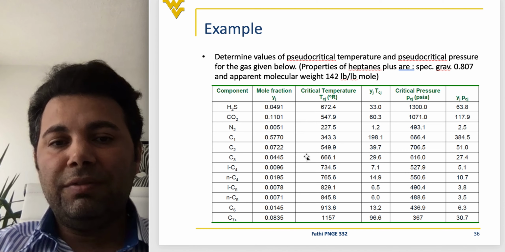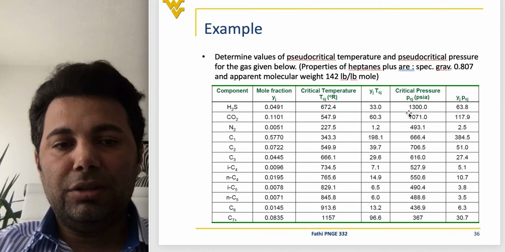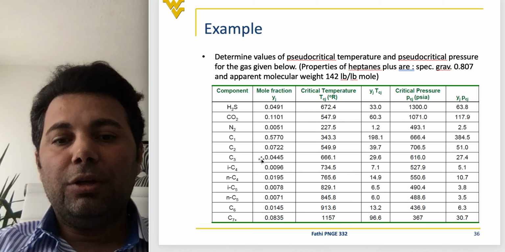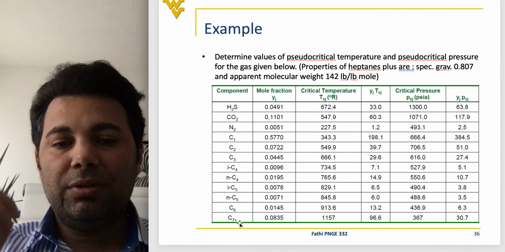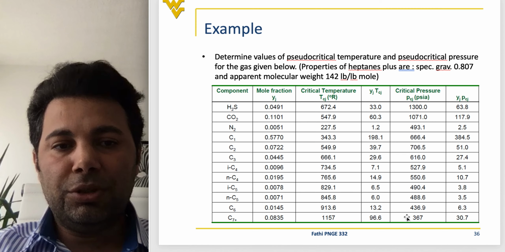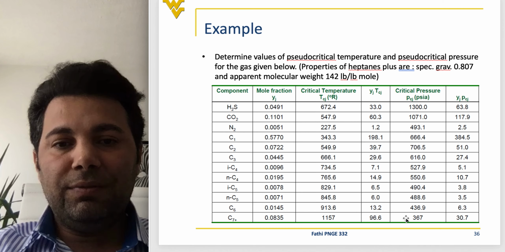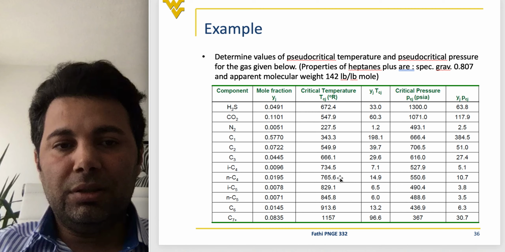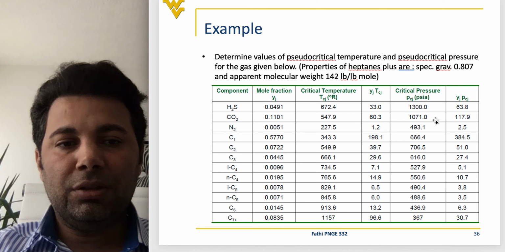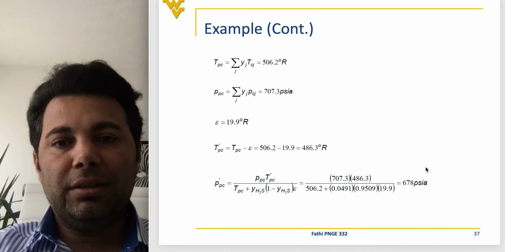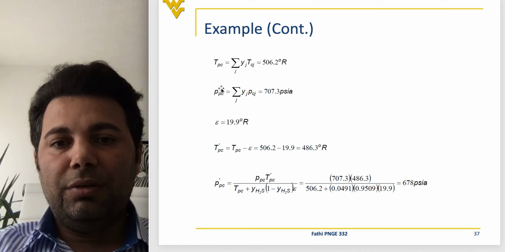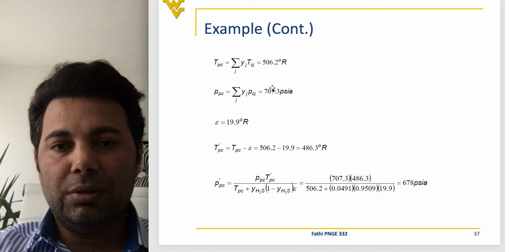So if the mole fractions are given, you use the critical temperature given here, critical pressure given here. For heptane plus, I'll also give you the specific gravity and the molecular weight. You use the specific gravity and molecular weight of heptane plus in figure 310 to come up with the critical temperature and pressure of the heptane plus. When you have that, the mole fractions are given, the critical temperatures and pressures are given. You multiply mole fractions by critical temperatures, mole fractions by critical pressures, you sum them up, and you will get the pseudo-critical temperature and pressure. For example, here you have 506 and 707 for pseudo-critical temperature and pressure.